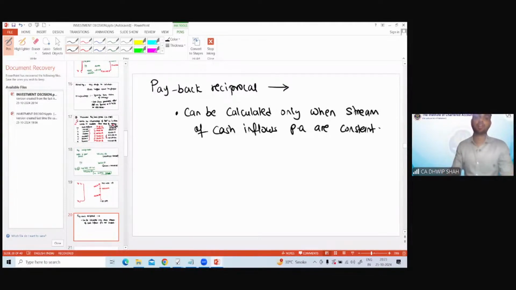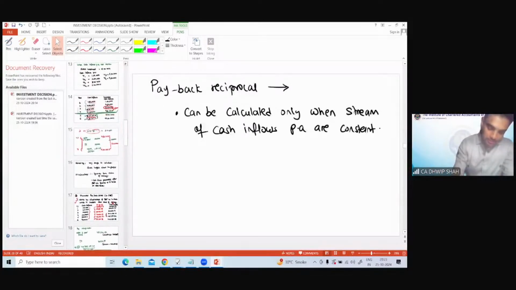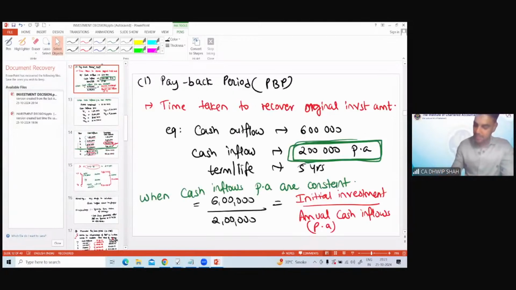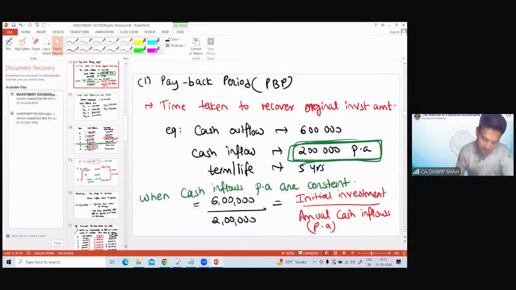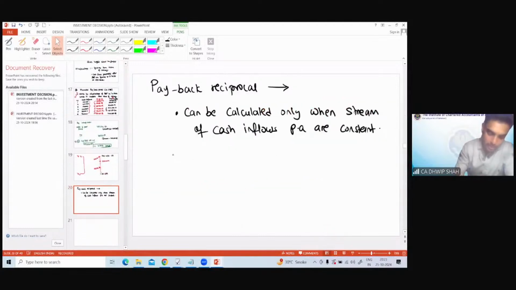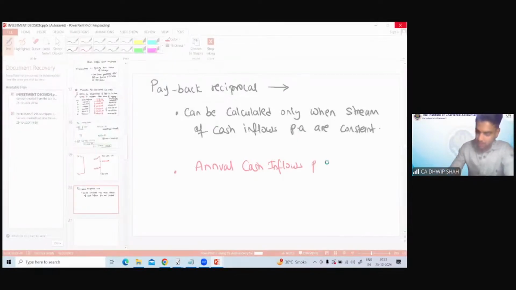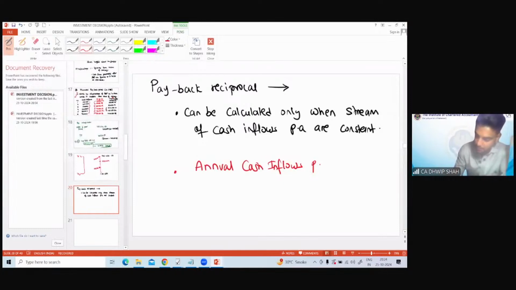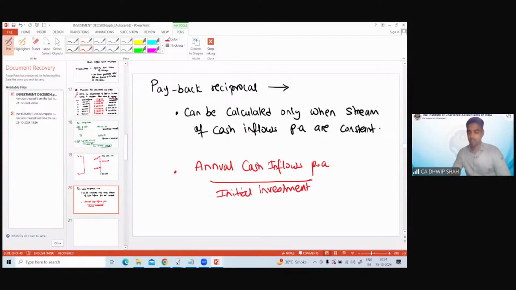And by the term reciprocal, we know that it is reverse of payback period. So what was the formula of payback period when the cash inflows per annum were constant? And I said this was the formula: initial investment divided by annual cash inflows. So what would be the formula of payback reciprocal? It will be reversed. Annual cash inflows per annum divided by initial investment. And this is calculated in percentage.